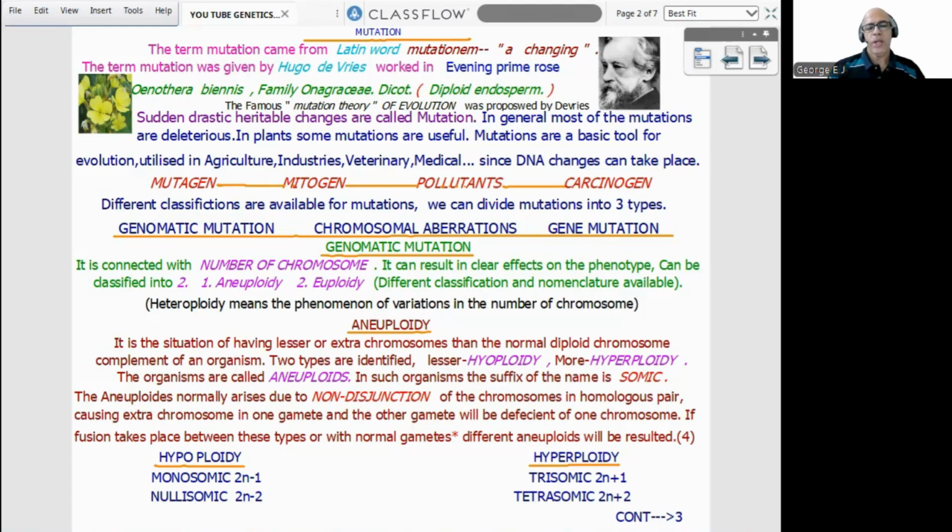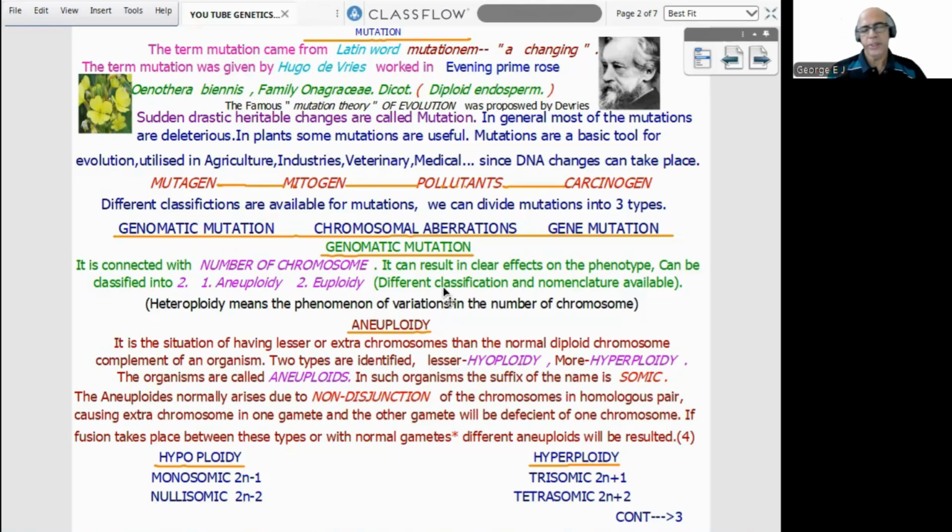Now, different classifications are available for mutation. For general purpose, we can divide mutation into three types: genomatic mutation, chromosomal aberrations, and gene mutation. Remember, NCERT gives very little, but we still have to extend or expand a little bit more. So first is genomatic mutation.